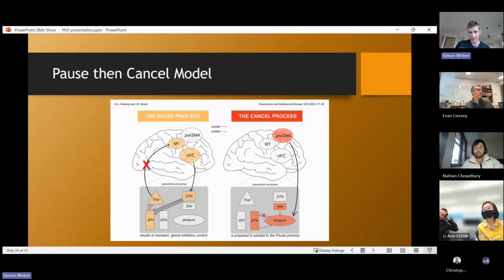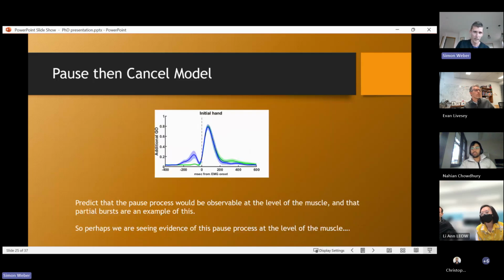So I basically just wanted to ask a series of follow-up questions on that study to assess whether or not those partial bursts represent a pause process. The seminal paper that attempts to bring this pause and cancel model to humans predicts that the pause process would be observable at the level of the muscle, and that partial bursts would be an example of that. So I just wanted to question whether or not this is what we're seeing here.